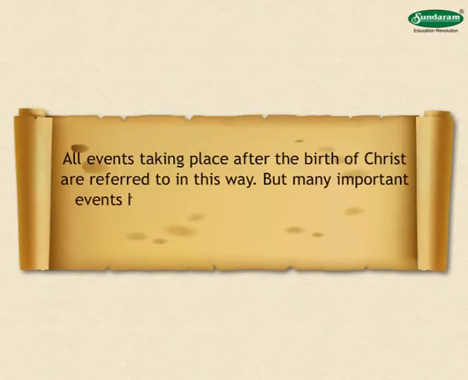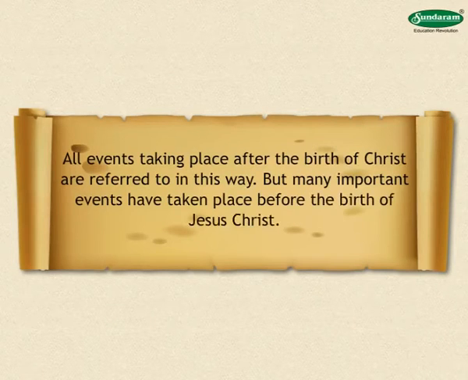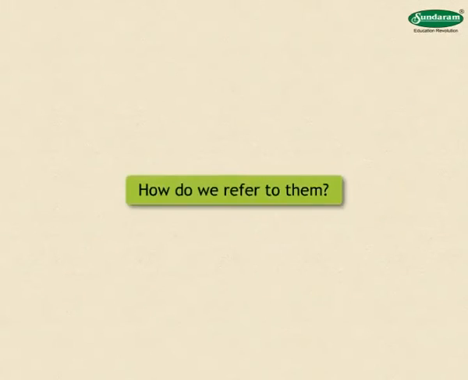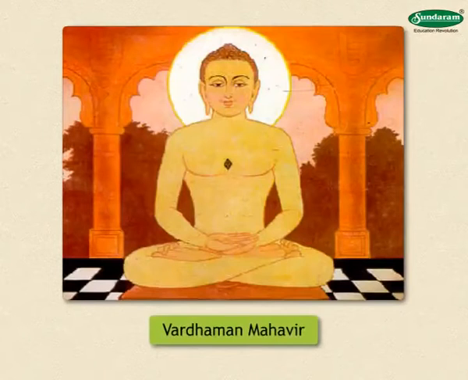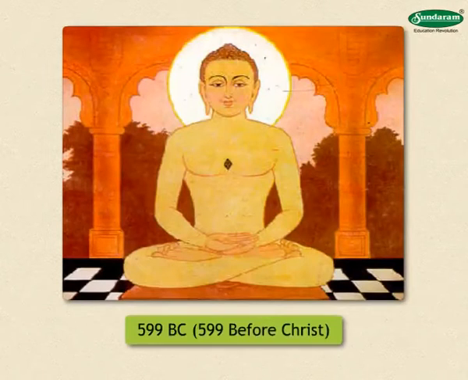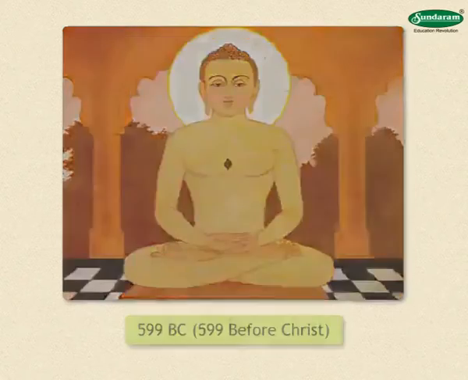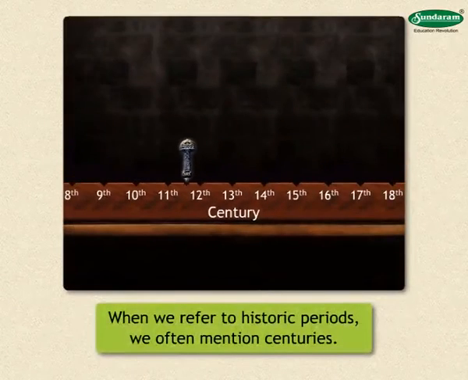But many important events have taken place before the birth of Jesus Christ. How do we refer to them? Vardhaman Mahavir was born 599 years before the birth of Jesus Christ. Therefore, we say that Vardhaman Mahavir was born in the year 599 BC. 599 before Christ.